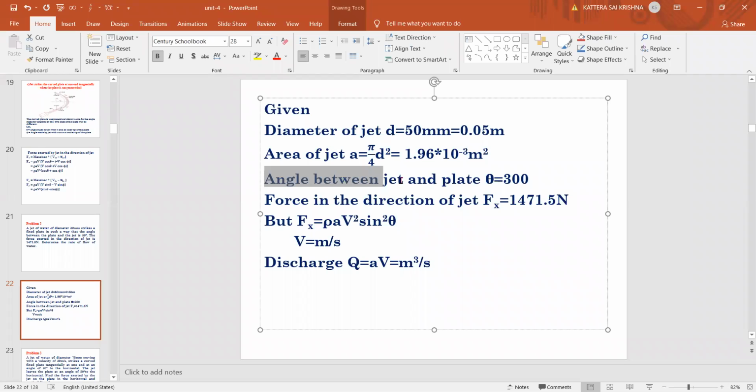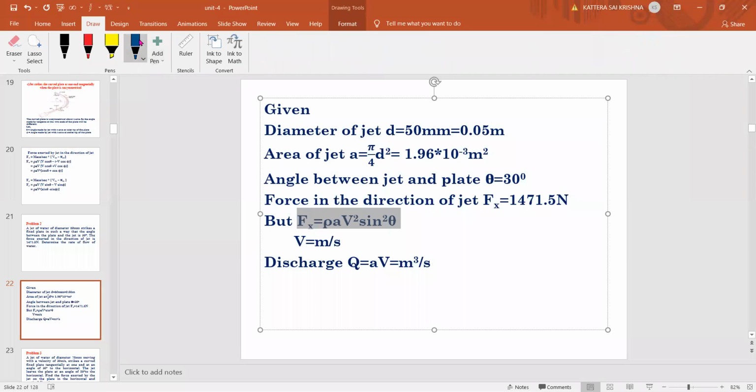Next, he has given the angle between the jet and the plate, theta equal to 30 degrees. Next, he has given the force in the direction of jet. So Fx equal to 1471.5 Newton, right? So if you are unable to remember the formula, what we need to do, roughly we can draw a figure. I will show here what to do.